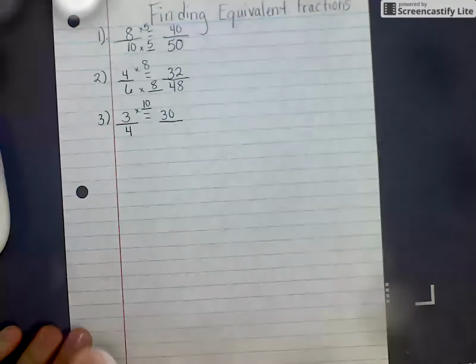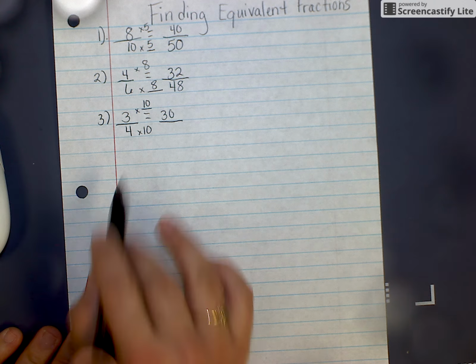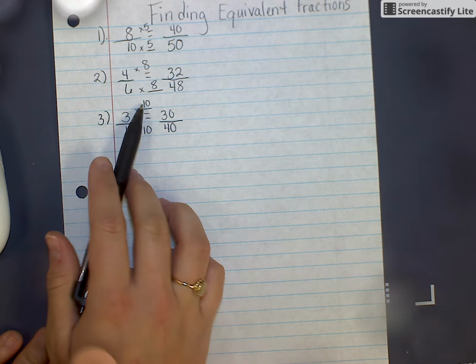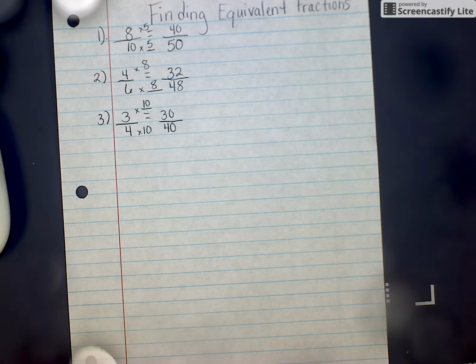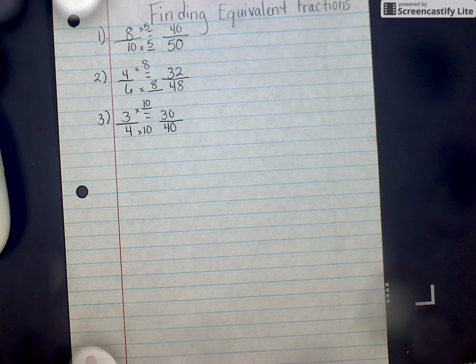So whatever I do to the top, I do to the bottom. So 4 times 10 is going to give us 40 because I multiplied that 3 times 10 to get 30 and 4 times 10 to get 40. So this is just the way that we find equivalent fractions, just multiplying to see what's going to get the denominator and the numerator.